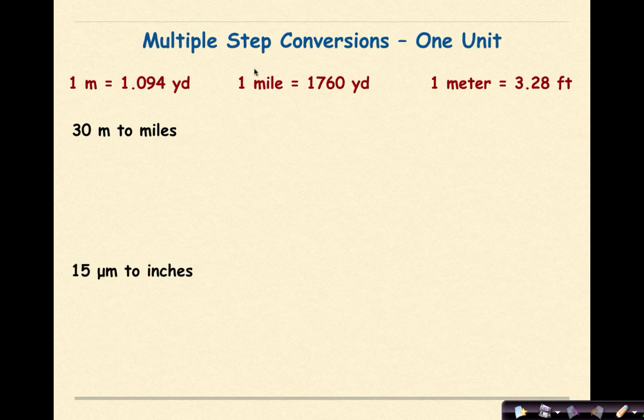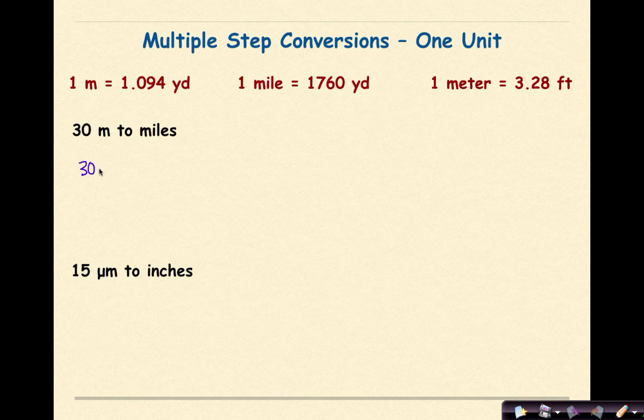Let's go on to multiple step conversions with 1 unit. Again, I am giving us some conversion factors here. 1 meter is equal to 1.094 yards. 1 mile is equal to 1,760 yards. 1 meter is equal to 3.28 feet. So I am going to start with 30 meters to miles. So the first thing I'm going to do is write down my given.